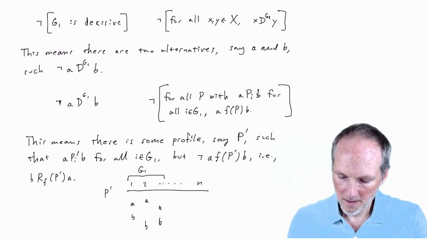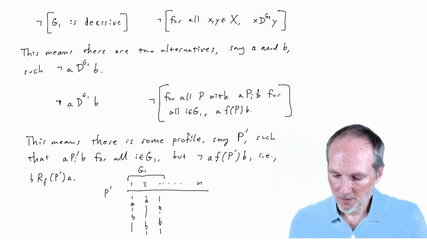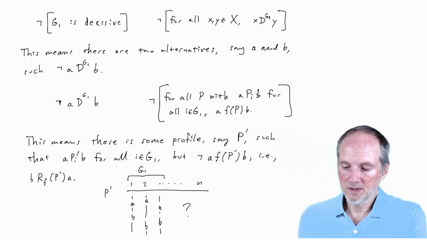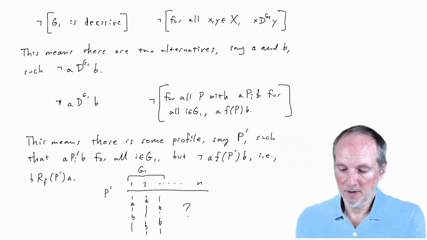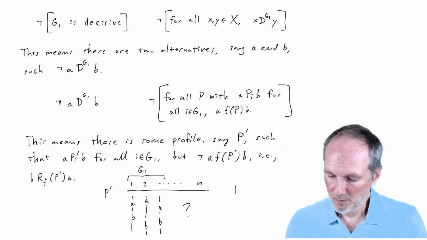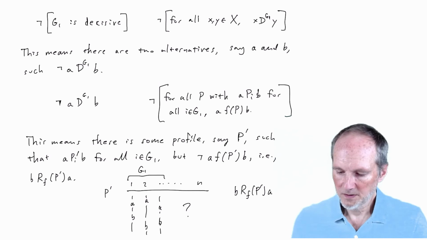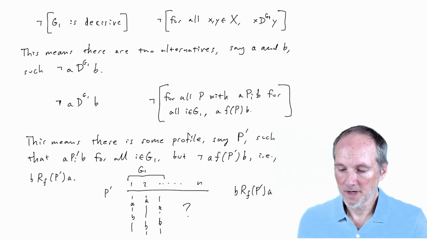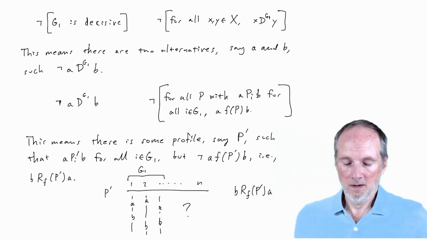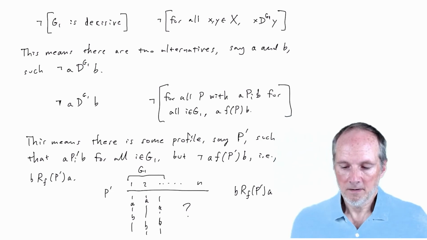Okay, there's other alternatives in here, presumably. These other guys, I don't know what their rankings are. All I know is that there's a profile P prime where everyone in G1 prefers A to B, but B is weakly socially preferred to A at that profile. All right, so now we're ready to get going.